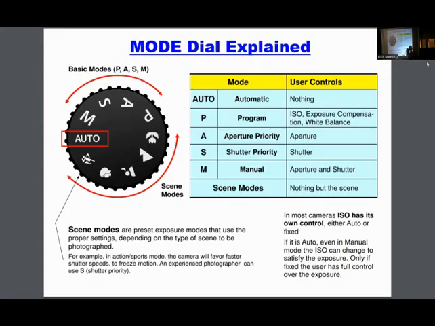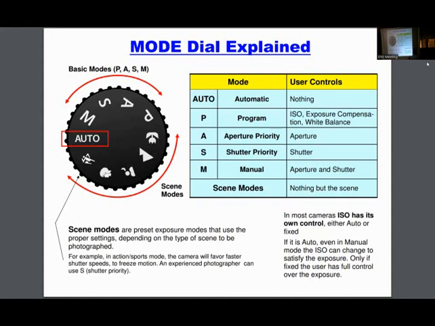You have no control over the shutter speed or the aperture, but you have a few more things that the camera will allow you to control. One of them is the ISO. In program mode, most cameras will allow you to set this if you want. In automatic mode, no, you cannot touch that. It's not available.